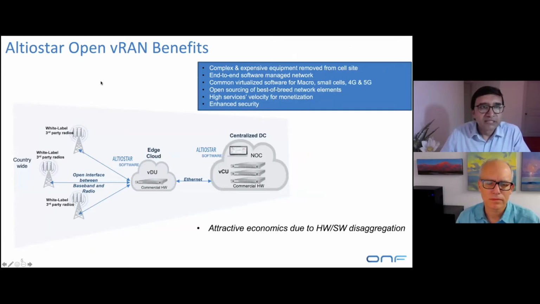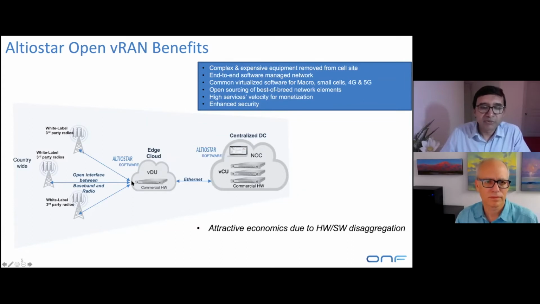So this slide shows the open vRAN architecture, what Altiostar has implemented. The first thing that we did is we have decomposed the baseband into CU and DU. CU is hosting non-real time and DU hosts real-time functions. And between CU, DU and the RHs, we implemented open, standardized interfaces.